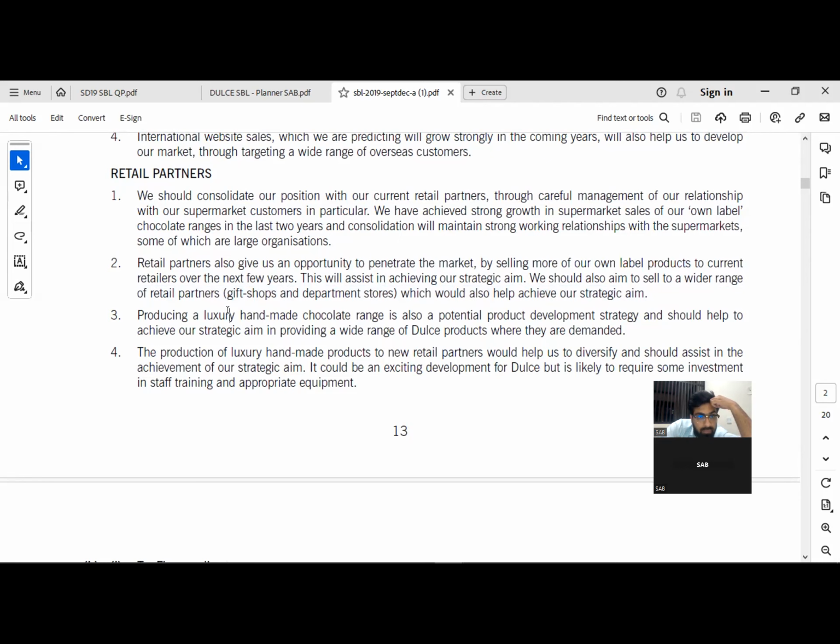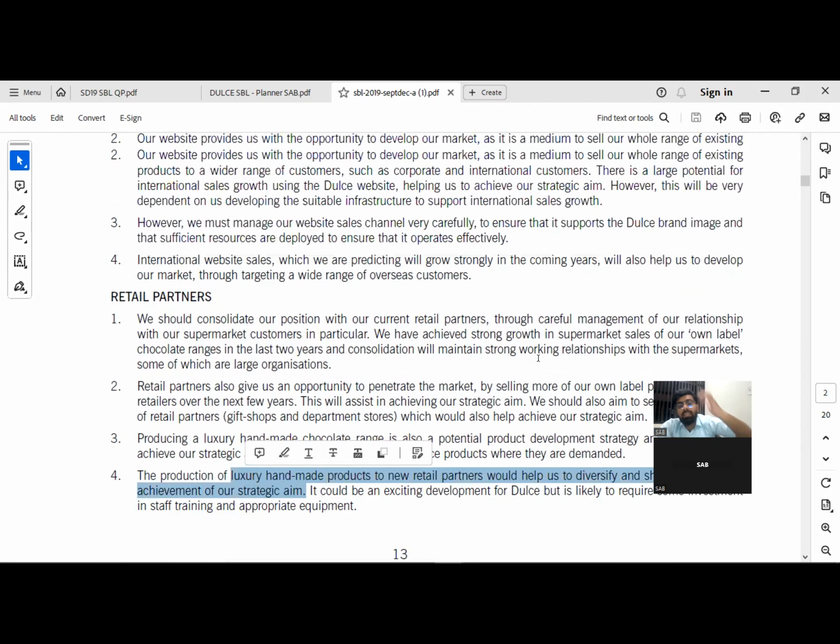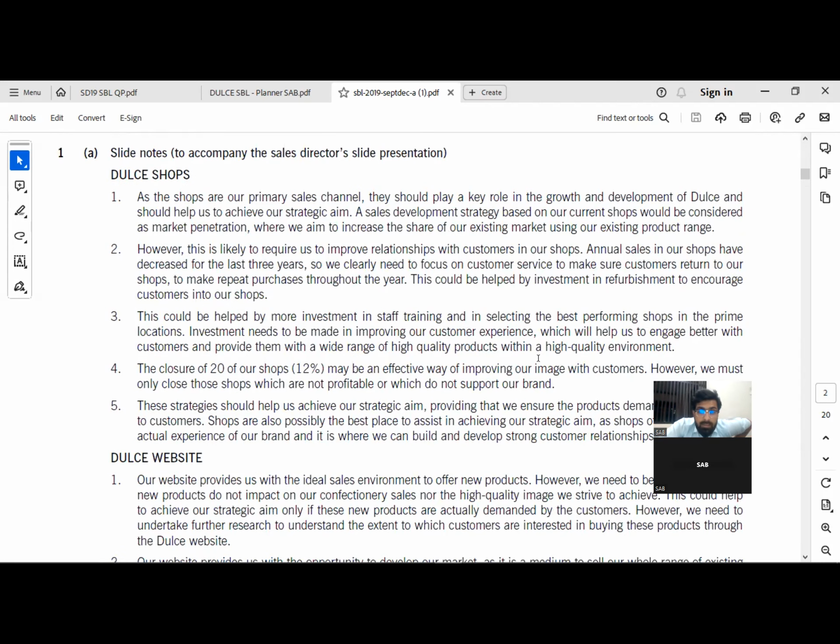our strategic aim. Producing a luxury handmade chocolate should help our strategic aim. Yeah, because we are not that budget chocolate. We are the luxury one, like Ferrero Rocher. Then the production of luxury handmade products for new retailers, partners, would help us to diversify and should assist in the achievement of strategic aim, right? So see, the examiner has covered the same points, but with a brief description. So pointers with a brief description is a perfect way to answer your question.